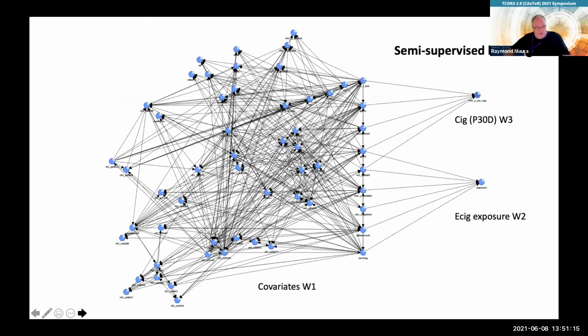Okay, so these are the results of a semi-supervised learning algorithm, and you can see all the covariates in a jumbled heap, all interconnected on the left. But then we see that there are connections to both e-cigarette exposure and the outcome. Notice though that there's no direct link between exposure and outcome. So we could think about these indirect links as possible confounders.